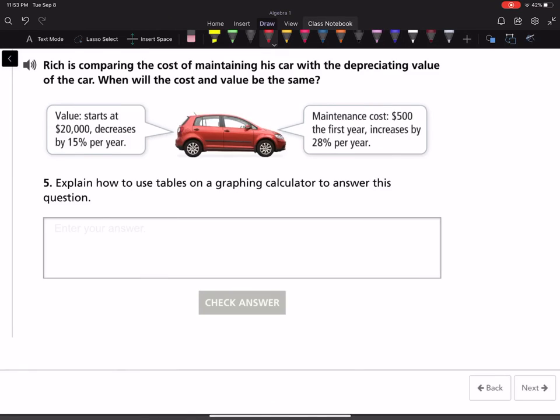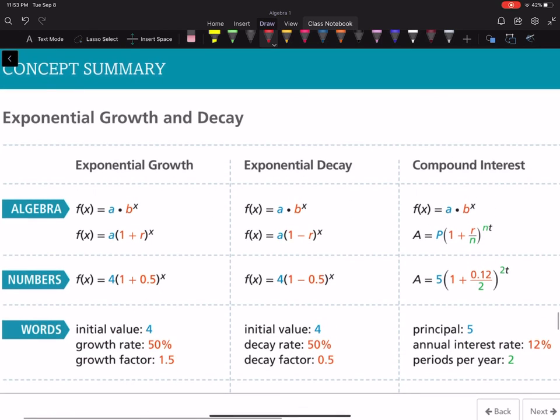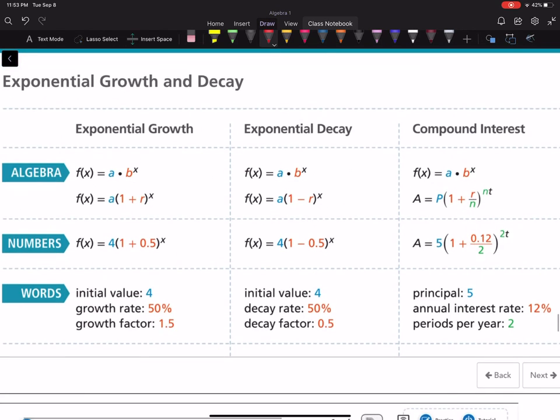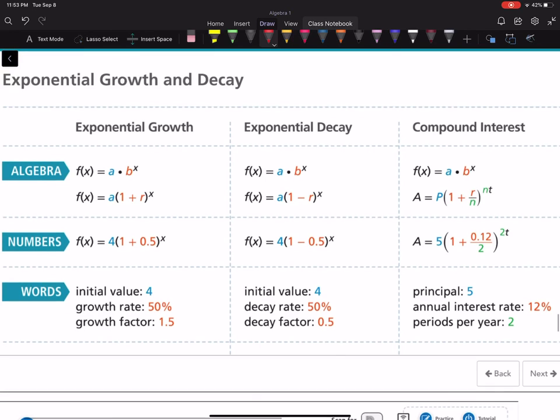So that is our lesson for the day. Just a quick summary of what we've learned. We've got exponential growth, exponential decay, and we also talked about compound interest, which is also exponential growth. It's just a little bit different equation. For growth, you're adding your growth rate, or you are subtracting your decay rate, and it's just knowing the formulas and plugging in.